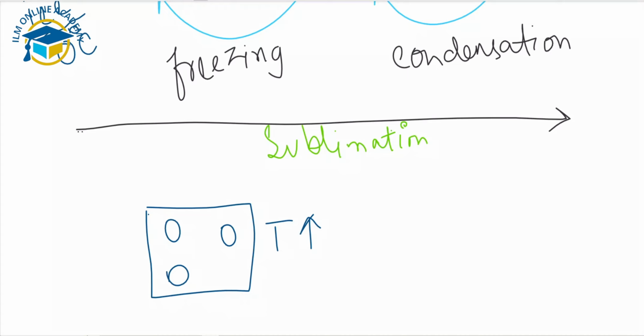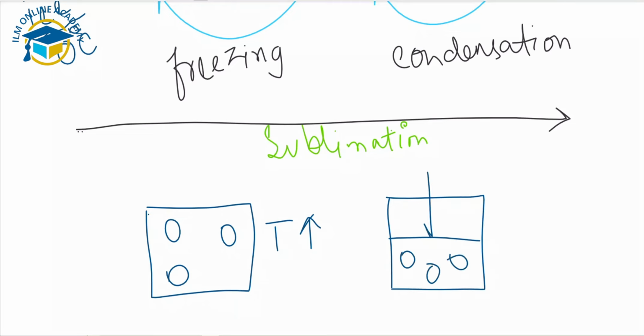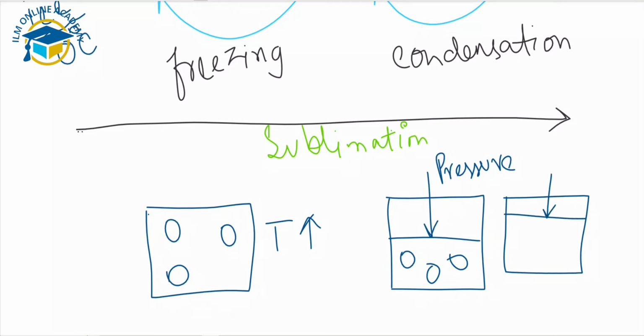And when we increase the pressure, when we apply pressure to a container like this, these are the gas particles present here, and we apply the pressure from the top, what will happen? The volume of the gas will decrease because of the applied pressure from the top. But if we decrease the pressure, then the volume increases.